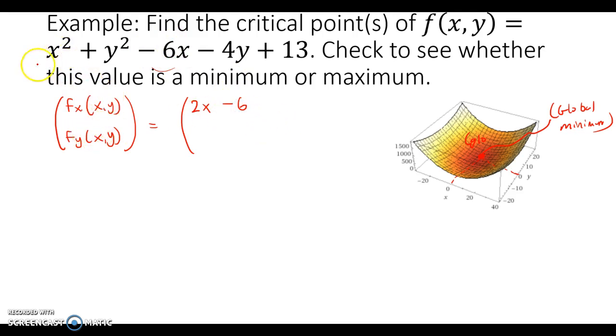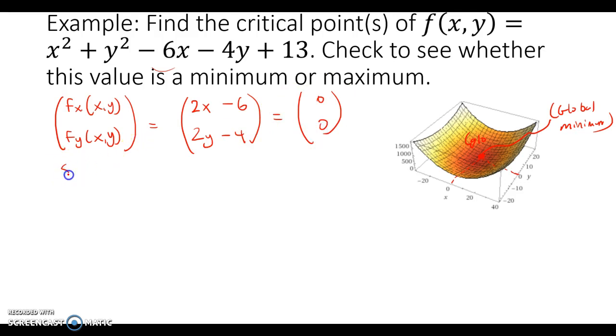The derivative with respect to y, this is a constant, this is a constant, this is a constant. Those derivatives are all 0. The derivative of y squared with respect to y is 2y. The derivative of negative 4y with respect to y is negative 4. And I need to set that equal to 0.